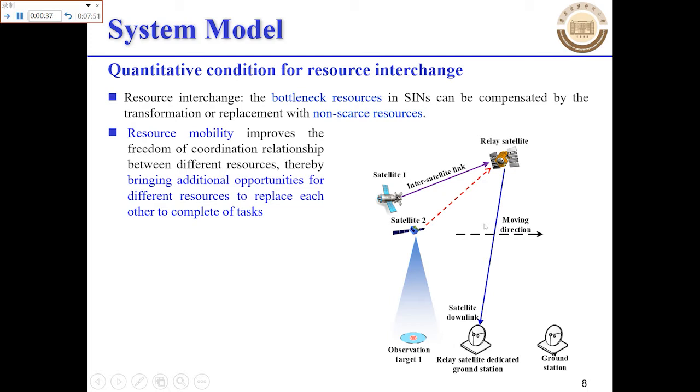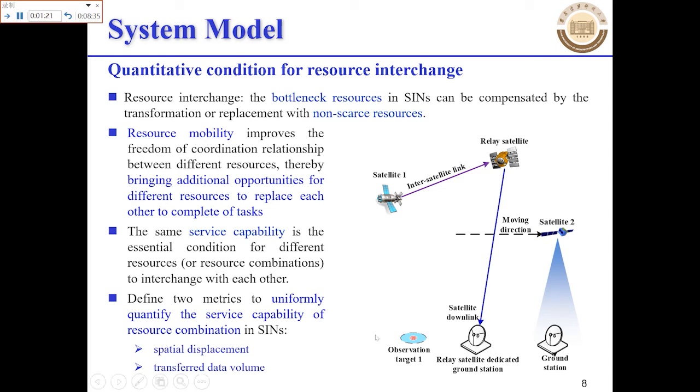Taking this figure as an example, satellite 2 acquires data from the observation target and needs to transmit this data back to the ground. However, the relay satellite is occupied by satellite 1. So satellite 2 stores the data in its memory and flies along its orbit until it is above a ground station, and then the data can be downloaded, thereby realizing the exchange of storage resources and communication resources.